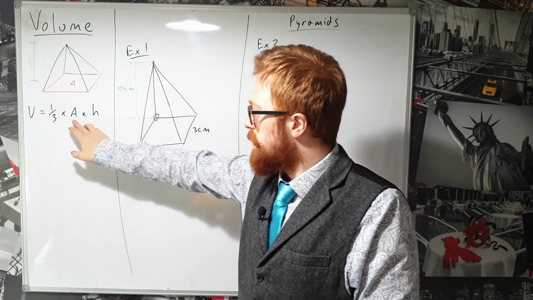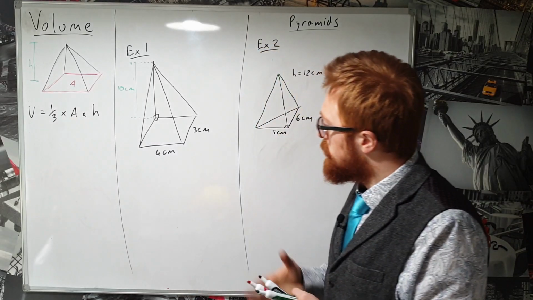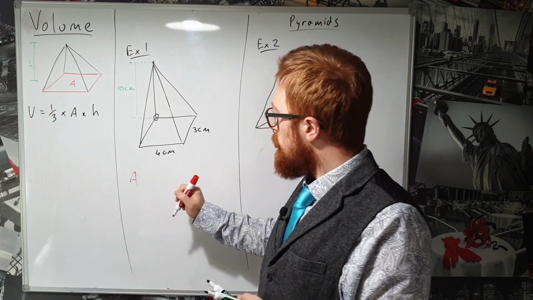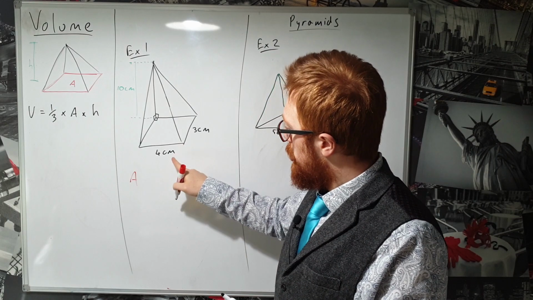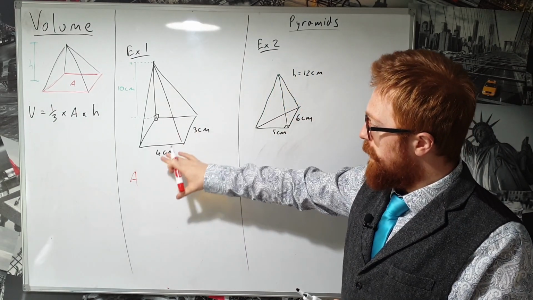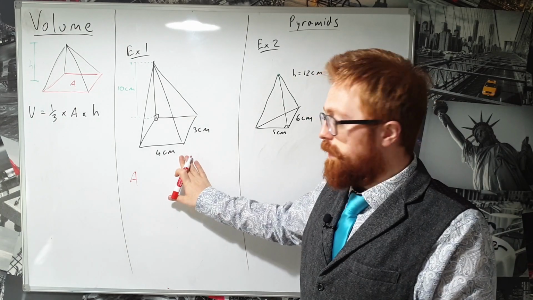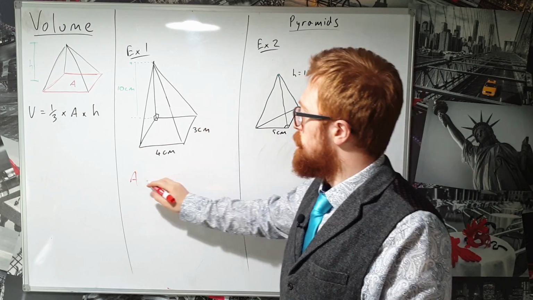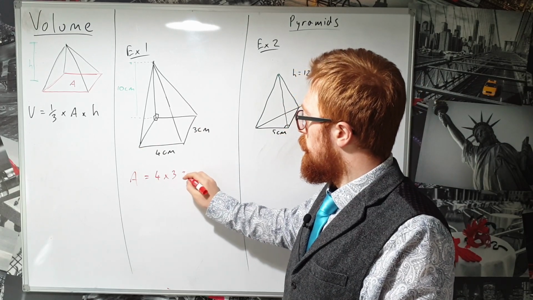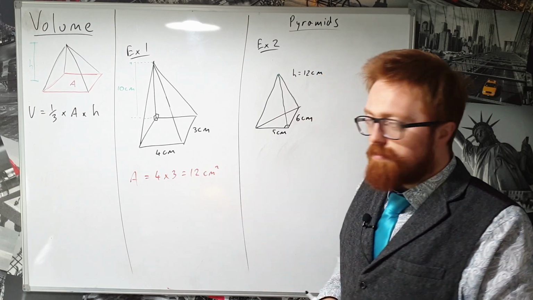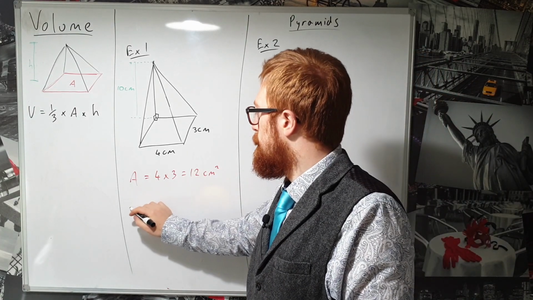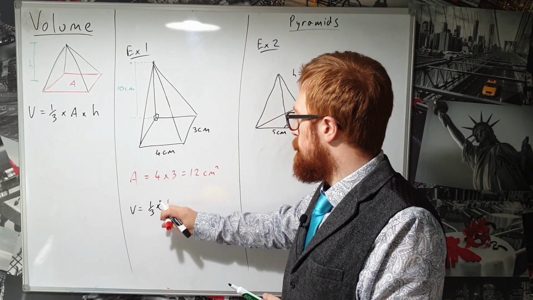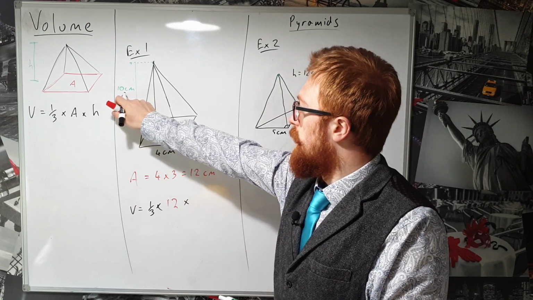So our general strategy with this is usually going to be to find the area first if we're not already told it. And in this case, we need to find the area of this rectangle. Sometimes it's worth drawing out the base separately so you can work it out. I don't think we need to on this one because the area of a rectangle is one of the easiest to find, we just do the width times the length. So we do 4 times 3, which is 12 centimetres squared. So then to find the volume, we do 1/3 times this 12 times the height, which is 10.